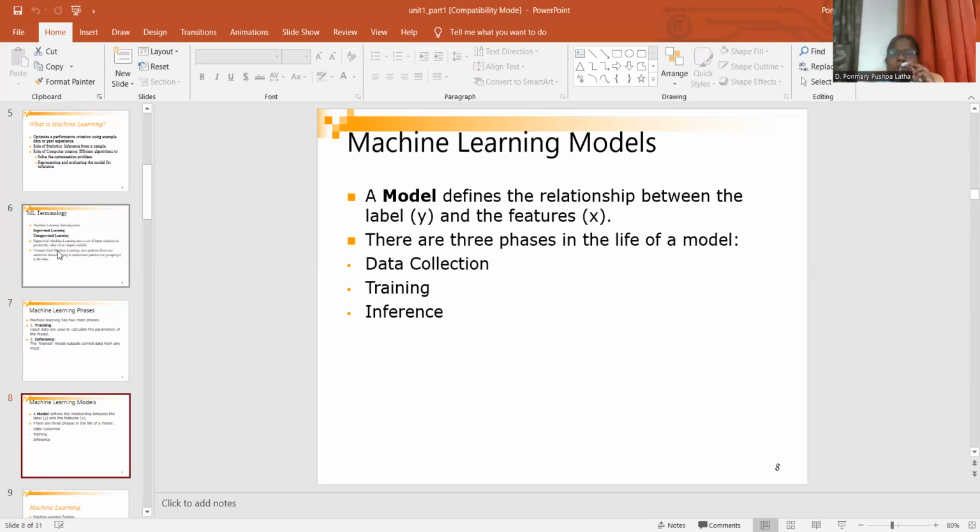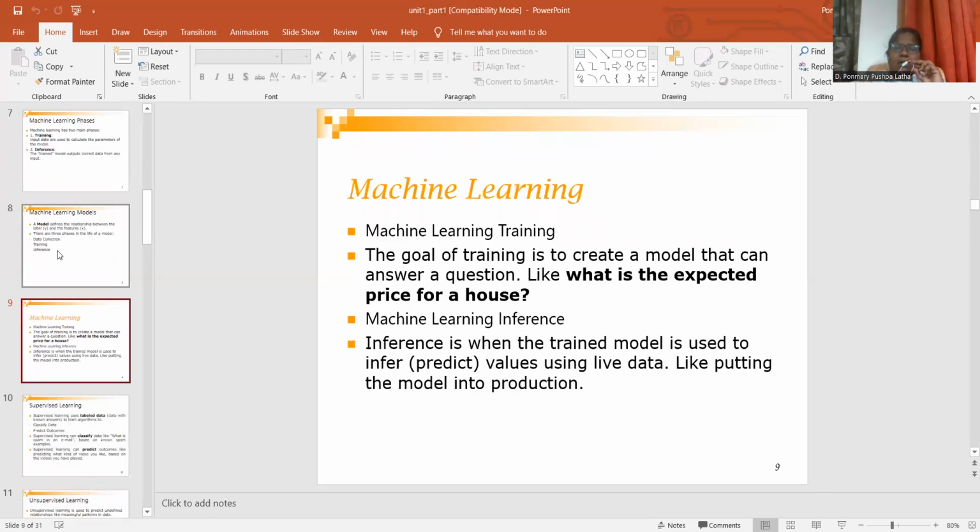Normally the model has a relationship between x and y. X can be the age and y can be the blood pressure. I can say when the age is greater than 50, the blood pressure level will be high. Like that, you can say it. There are three phases in the life of a model. One is you collect the data, then you train the model, and then you use inference. Inference means that once you train the model, you validate the model.